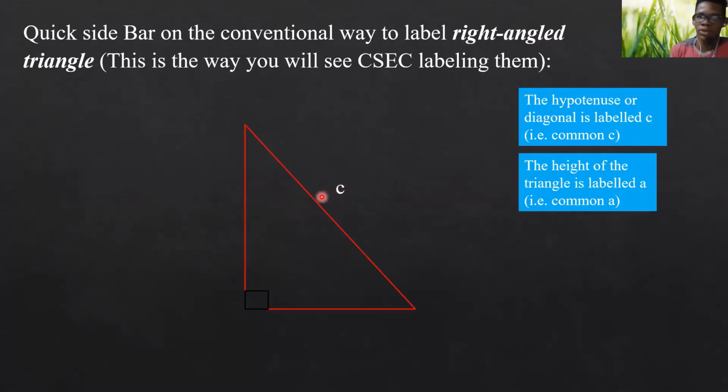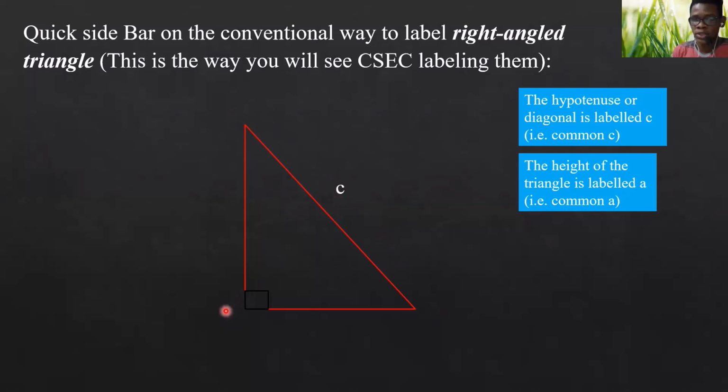they're going to label this side C. You can almost guarantee that the hypotenuse is going to be C. Now, if this side is C, they use the common letters, right? They use the common letters. So C is usually the hypotenuse, and that's the diagonal of our right angle triangle.